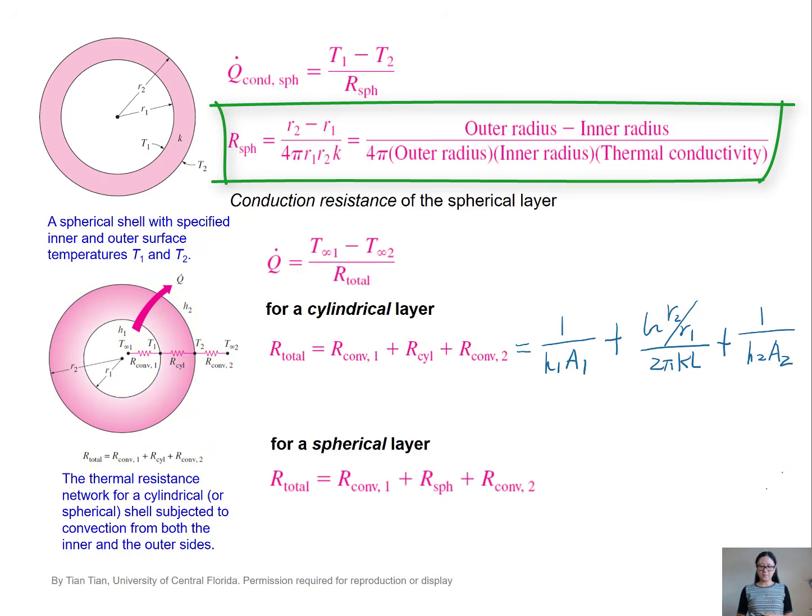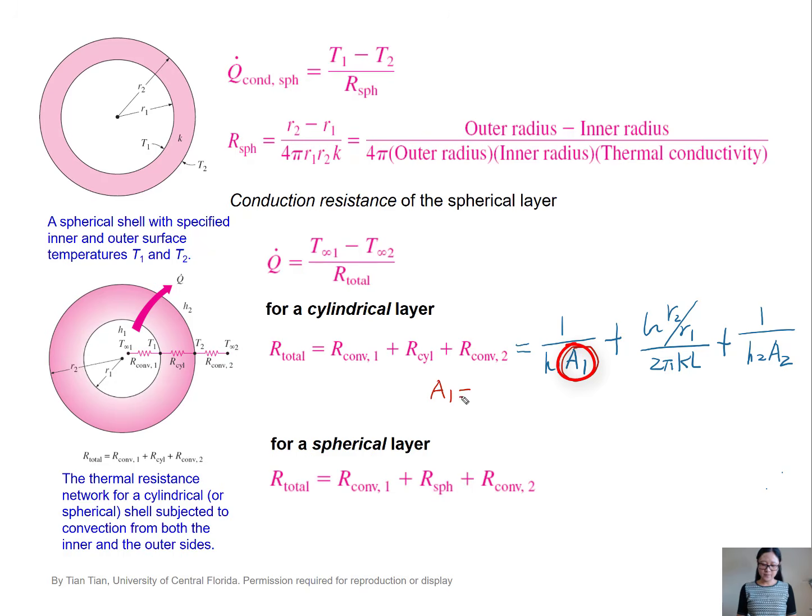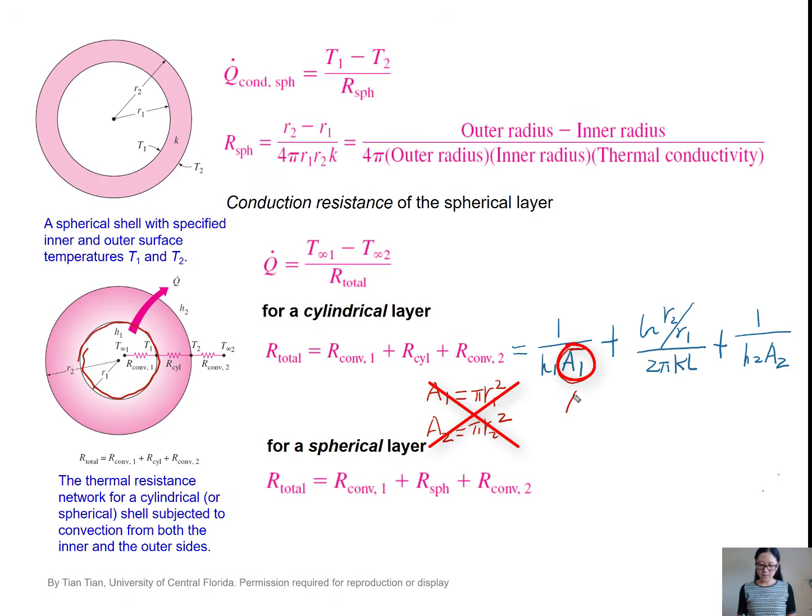So now I have a question for you again. What is this A1? Is A1 pi r1 squared, A2 pi r2 squared? Not really. You know, this is convection. The A1 and A2 should be the area of the surfaces which are exposed to convection. So A1 should be 2 pi r1 L, and A2 is 2 pi r2 L.